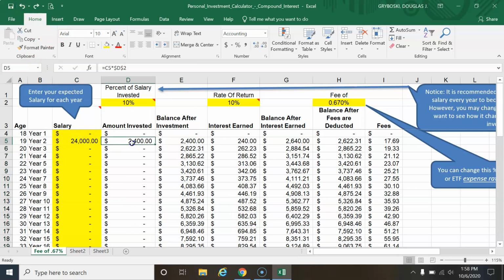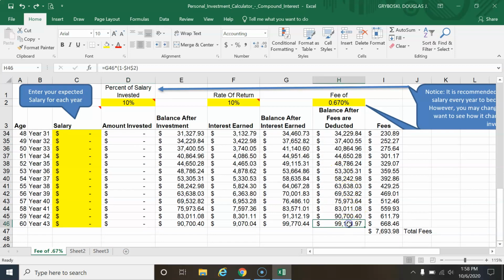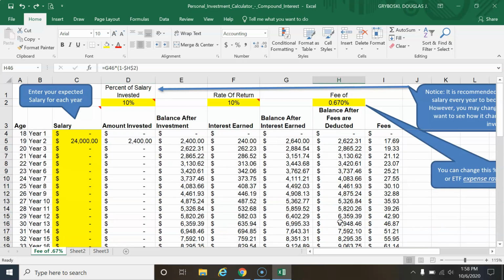If you just put $2,400 away during your 19th year after that first year of work, and you didn't even put in any more investments, see here, what does it grow to? $99,000. Isn't that amazing?